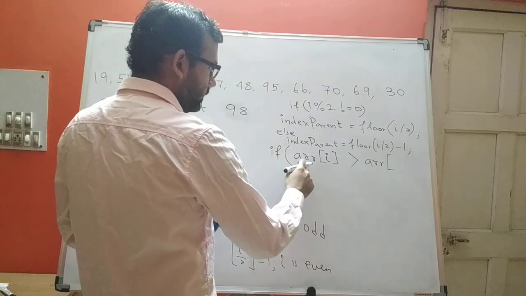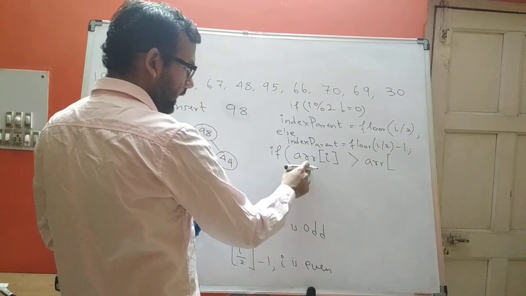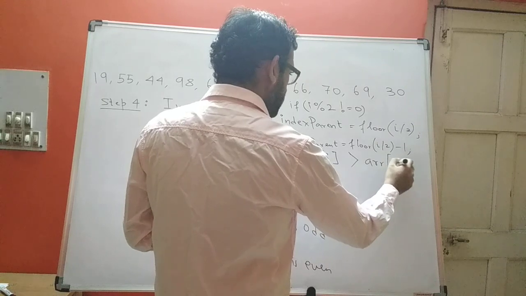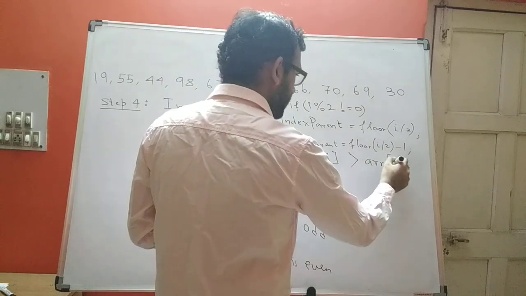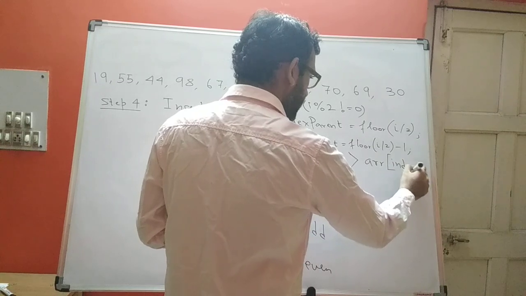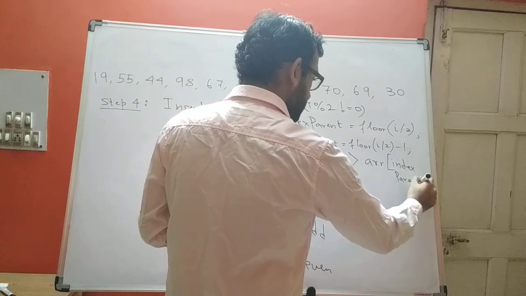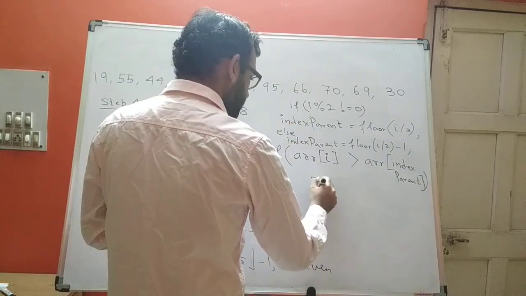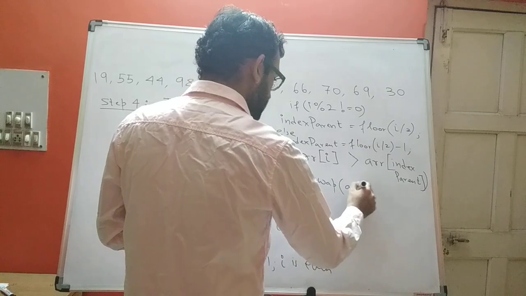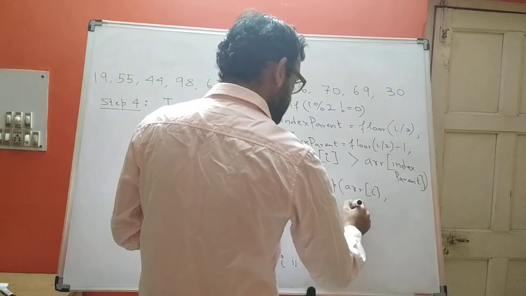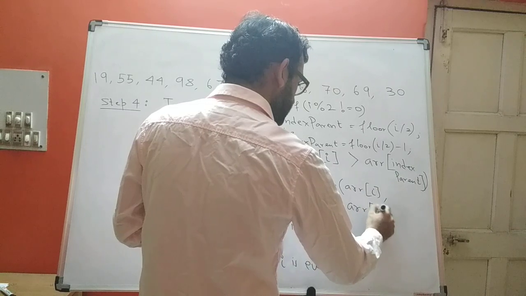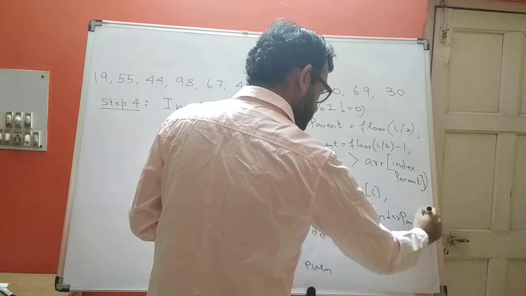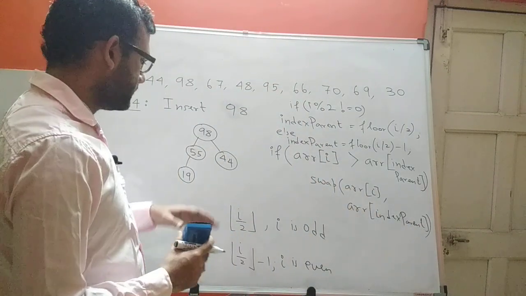And now I'll check whether my current index value, my current node, is greater than the node which is present at the parent index. So if it happens to be greater than the index parent, then what will I do? Then I'll simply swap ARR of I and ARR of index parent. So I'll swap them.